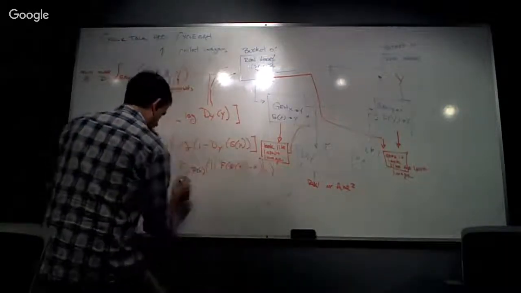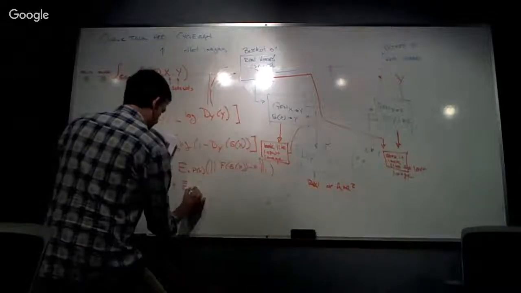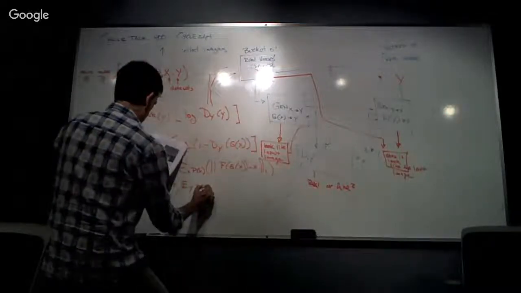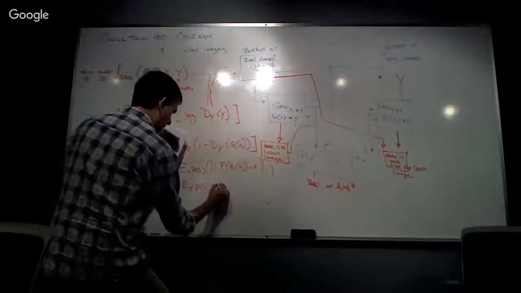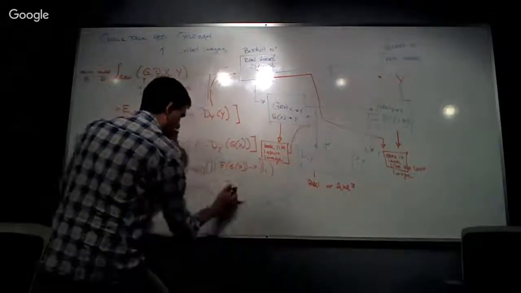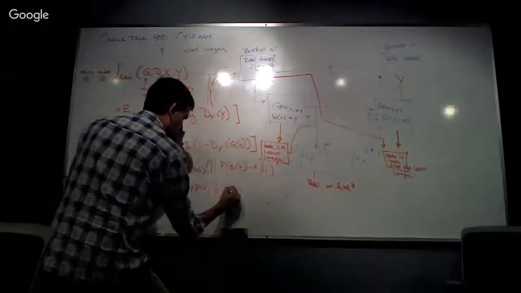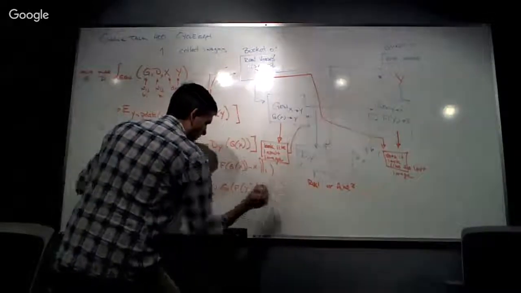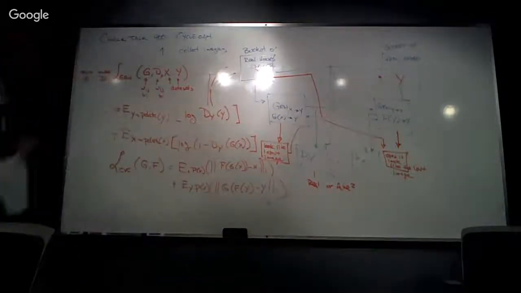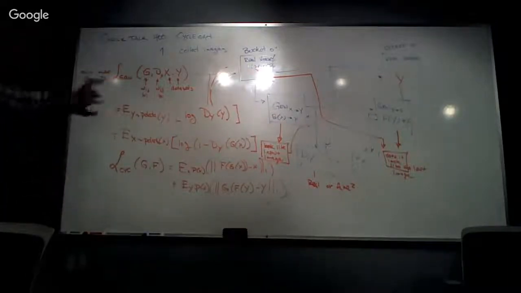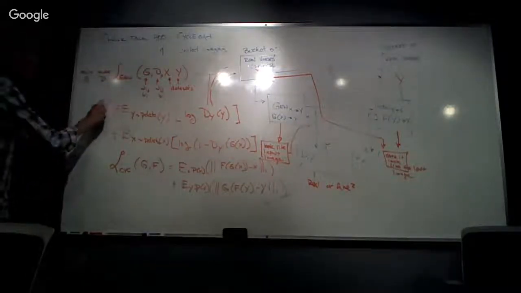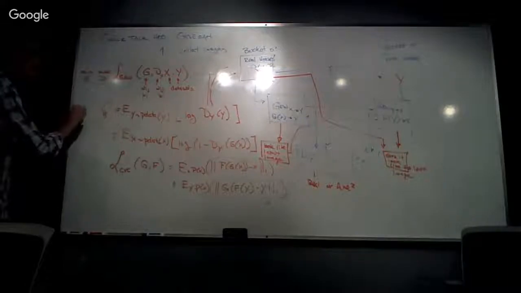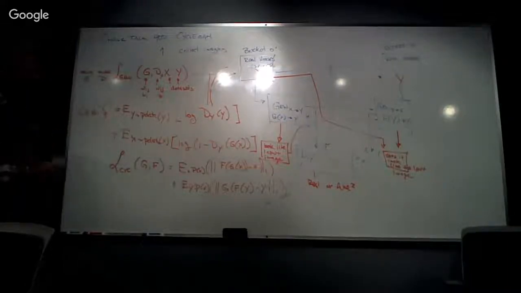Plus expected Y probability Y, F. G of F of Y minus Y. Okay. So this is typical generative adversarial network stuff.